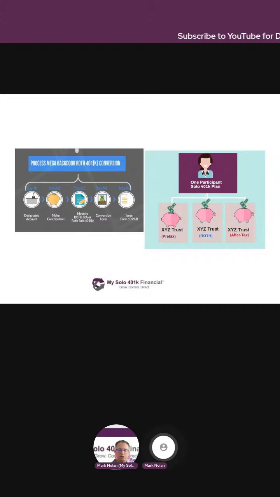So we would have helped you to open up 3 separate brokerage accounts at Fidelity. You would then make your voluntary after-tax solo 401k contribution to the brokerage account labeled after tax. You would then convert those funds to the Roth solo 401k plan. You would then complete our online form 1099-R conversion form. And that's how we collect the necessary information to report that mega backdoor Roth solo 401k conversion to the IRS. You can find that form under our Forms tab.